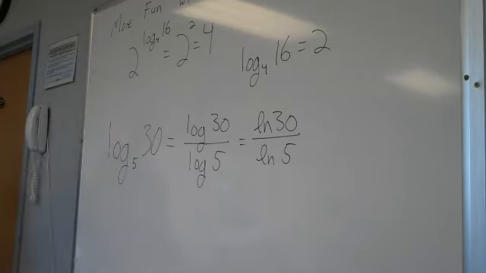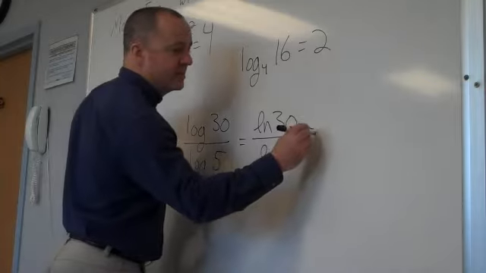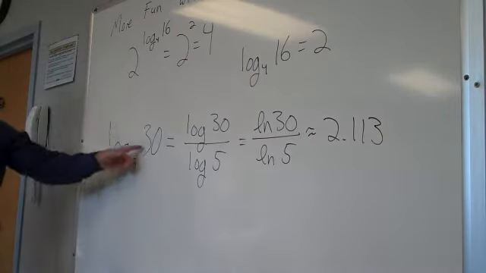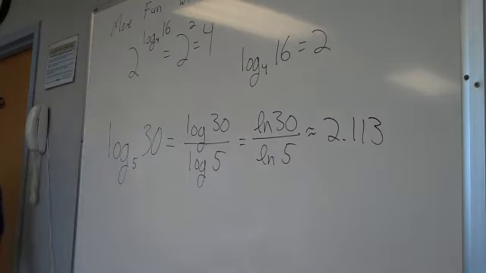So this is about 2.113. That makes sense, since 5 squared would be 25, so it's 5 raised to a slightly higher exponent.